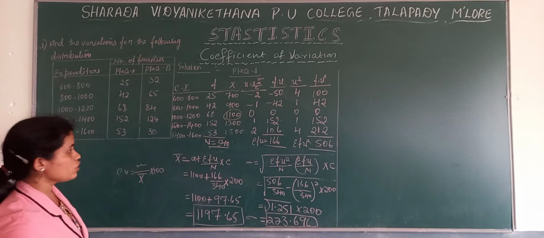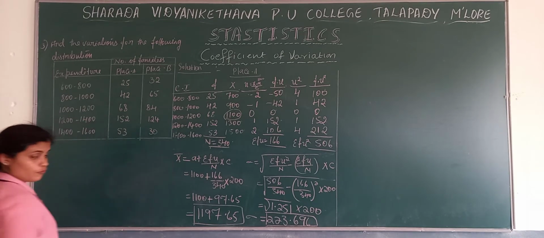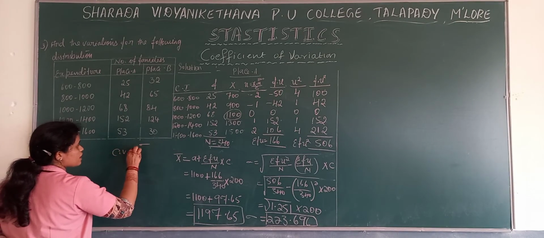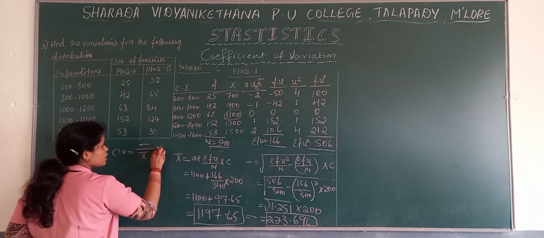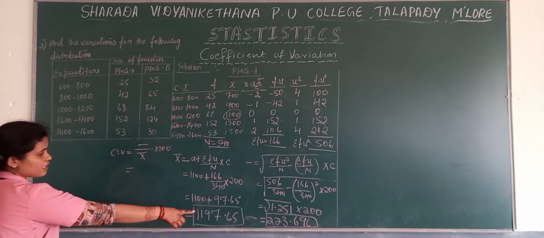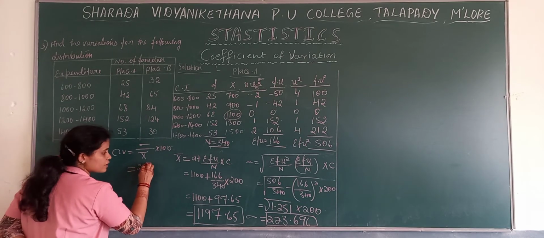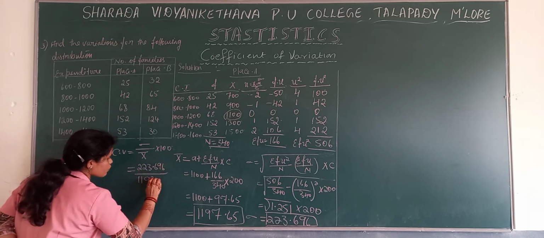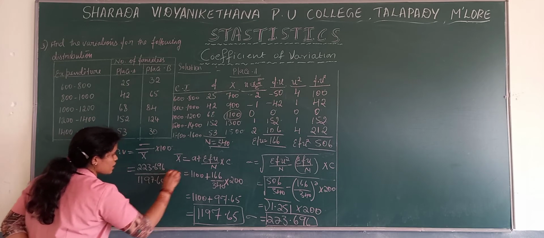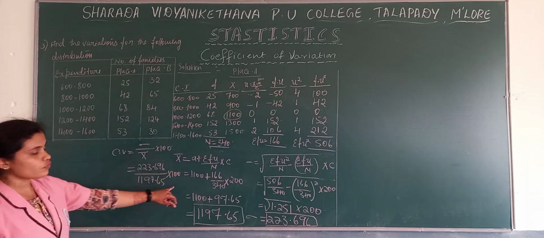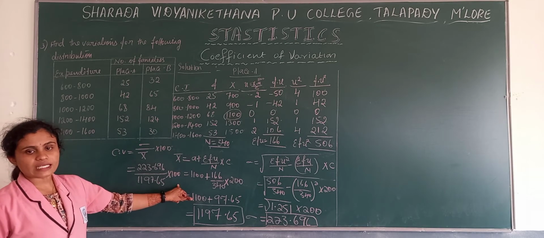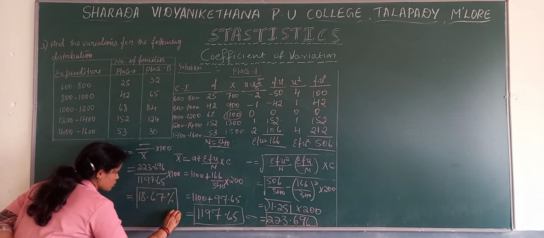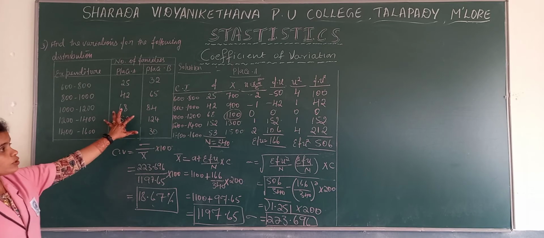223.696. Then we need to find the coefficient of variation, that is CV. CV is equal to standard deviation by mean into 100. We got the standard deviation as 223.696 divided by mean 1097.65 into 100. We need to present that in the form of a percentage. When we do so, we get CV as 18.67%. This is the coefficient of variation for place A.